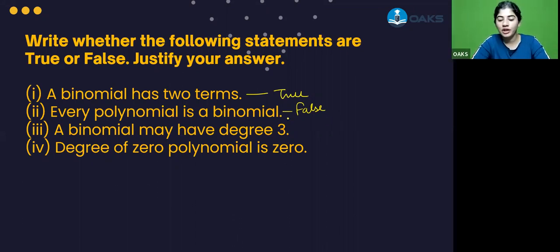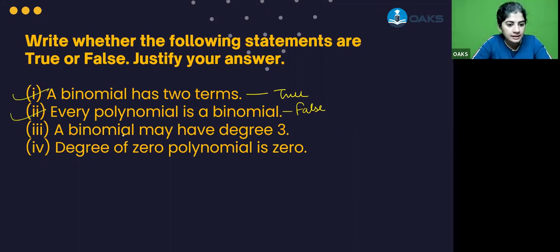So every polynomial is a binomial. It's a false statement, because if I say 7x, 7x is a polynomial, but it is not a binomial. It is a monomial. It contains only one term, and you can figure out so many examples like this. So this is a false statement, and whenever a statement is false, you have to give a counter example to prove that what you are saying is true. Okay, first is done, second is done.